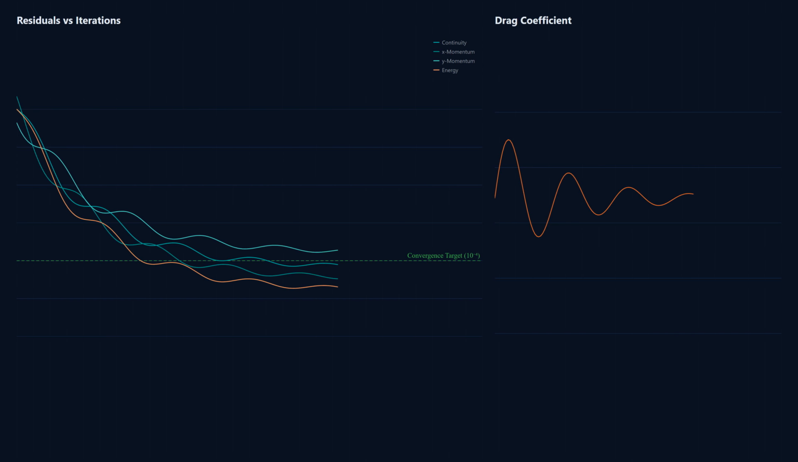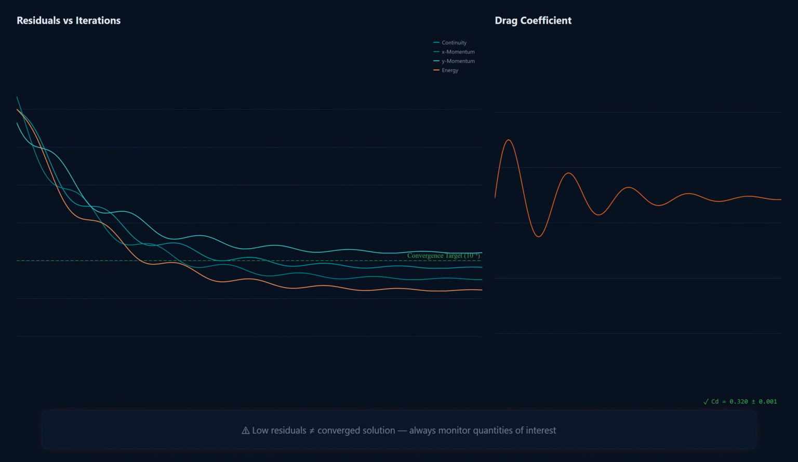But here's the critical insight beginners miss: low residuals alone do not guarantee a correct solution. You need to monitor the quantities you care about: lift, drag, pressure drop. A residual can flatten at 10 to the minus 3 while your drag coefficient oscillates wildly. That's not convergence. That's a solver that's stuck.